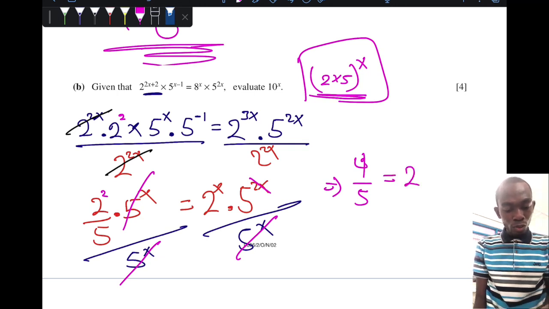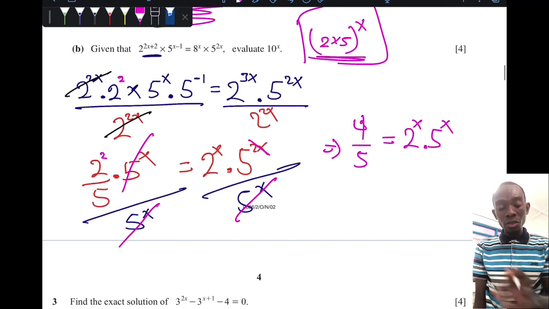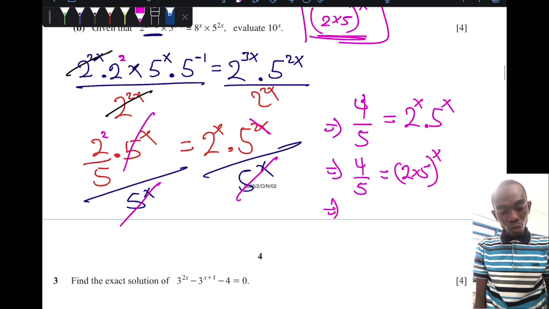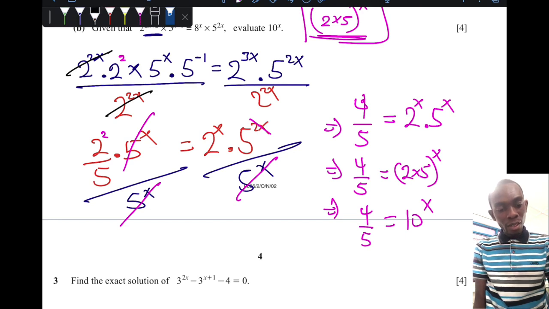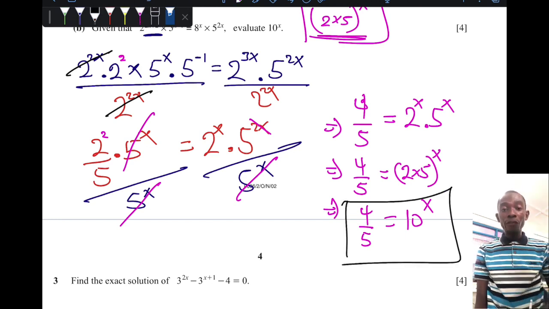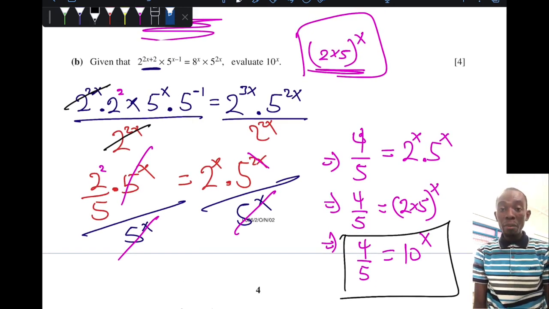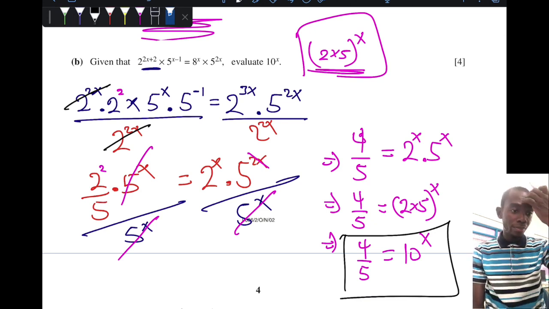Okay, and then this is 2 to the power x times 5 to the power x. You can factor out the power, so you are going to have 2 times 5 all to the power x. And this is what 10 to the power x gives. So the value of 10 to the power x is basically 4 over 5. So this is how to solve a question like this. It's not very common, but it comes. So you should know this.